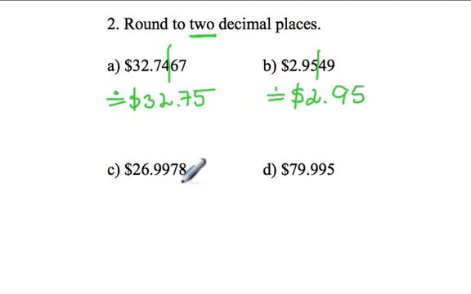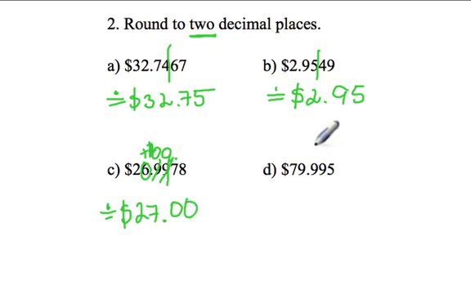For question C, you see that the next number after 2 decimal places is 7, so we're going to round up. But if you round 9 up, that makes it a 10. Now 10 will round the next number up. So instead of a 26, now we are rounding that up as well. So the rounded number to 2 decimal places here will be 27.00.